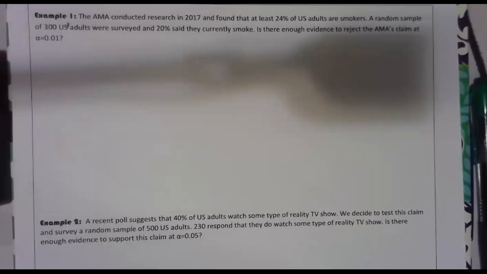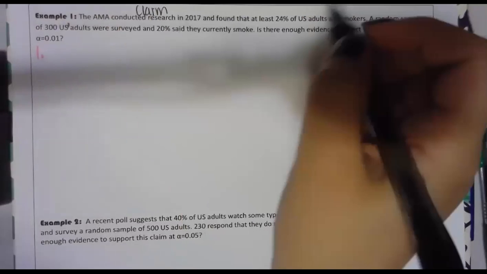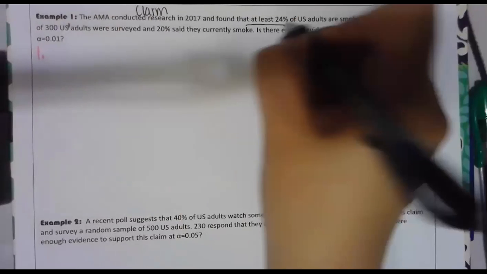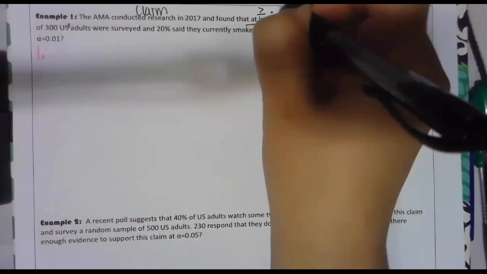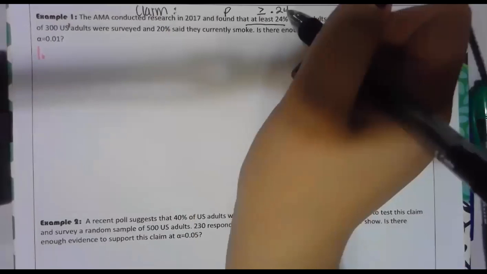All right, so starting with the steps, and this is exactly what I want to see when I assign you guys homework. We need to state our null and alternative hypothesis, but for that we need to find the claim. So your claim is going to be in this sentence, actually: the AMA conducted research and found that at least 24%, so at least 24%, which would be 0.24, are smokers. Since these are proportions, we're going to be using P. So you have found your claim.